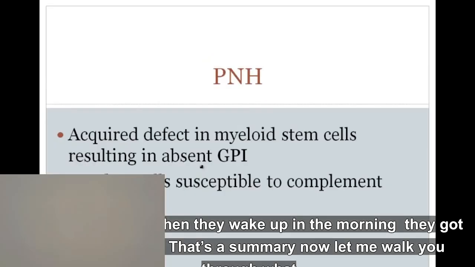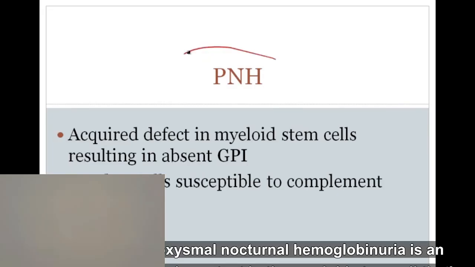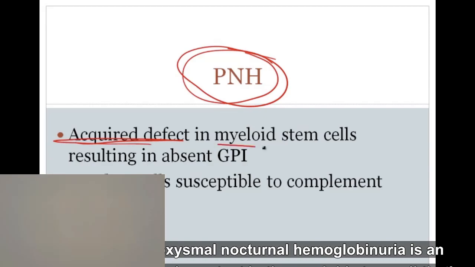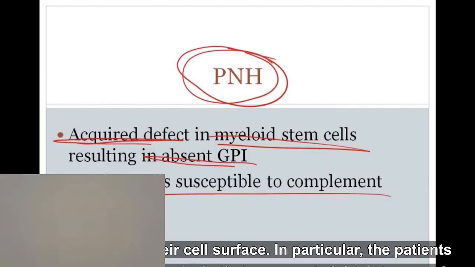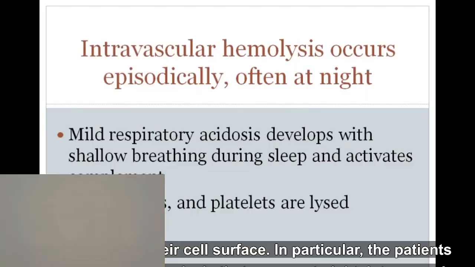So that's the summary. Now let me walk you through what the text says. Paroxysmal nocturnal hemoglobinuria is an acquired defect, that's important, in the myeloid stem cell, that's important, which results in absent GPI. This renders the cells susceptible to complement because there is no DAF and no MIRL present on their cell surface. In particular, the patients get intravascular hemolysis that occurs at night.